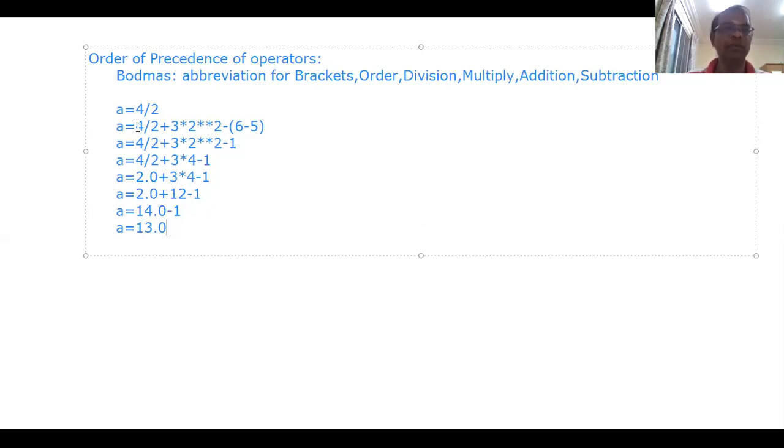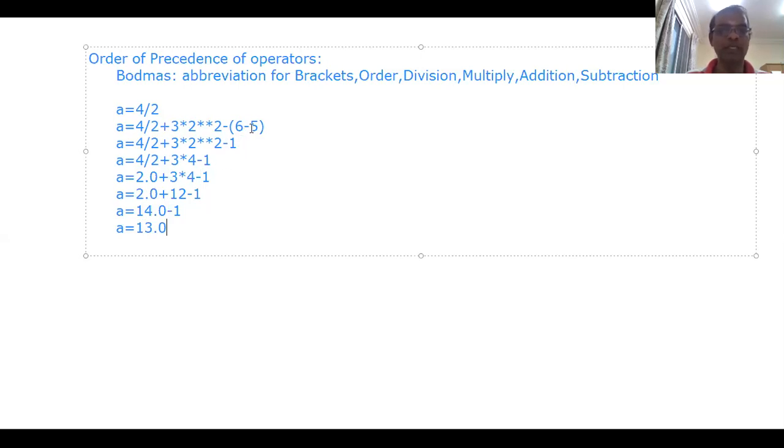First, wherever the bracket is available, that should be evaluated first. And then we should go for order, that is exponential should be evaluated. Then we should go for division, then multiplication, then addition. At last, we should go for subtraction.